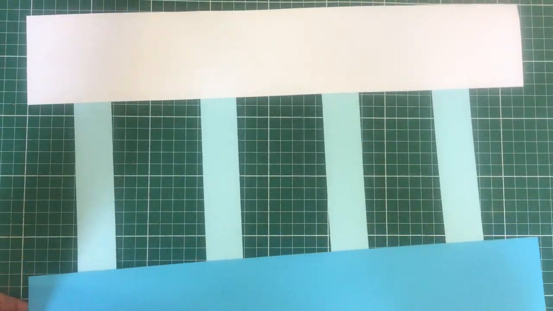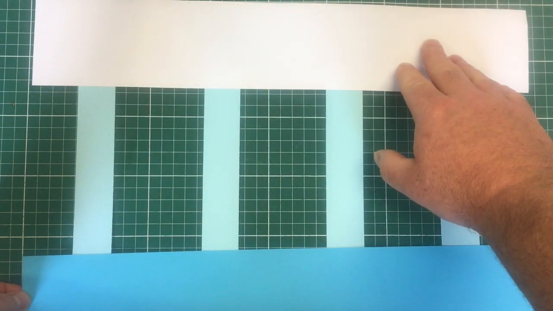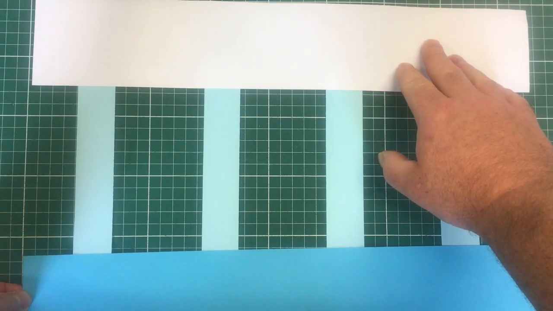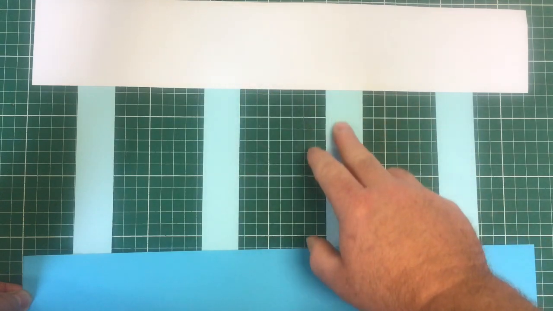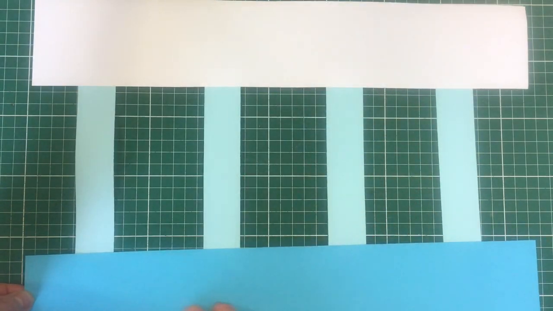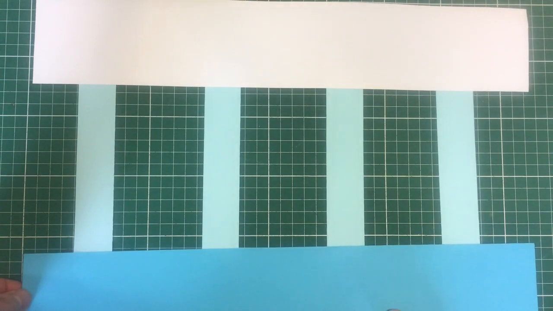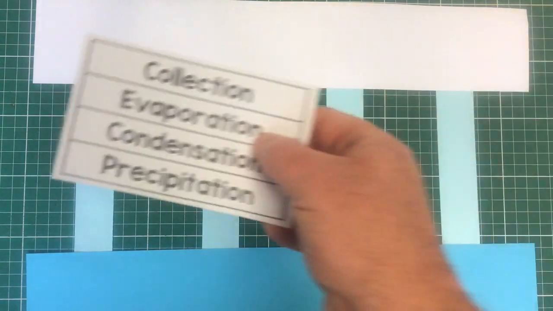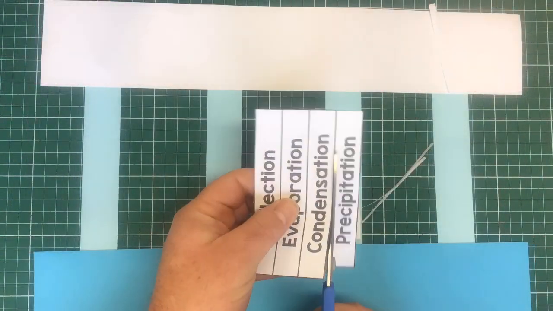And we'll need to start to label each section. Our condensation area, our evaporation going up, precipitation coming down, and our collection area. So let's go ahead and start to label those. First thing we're going to do is take this and cut these up into strips, just like this.